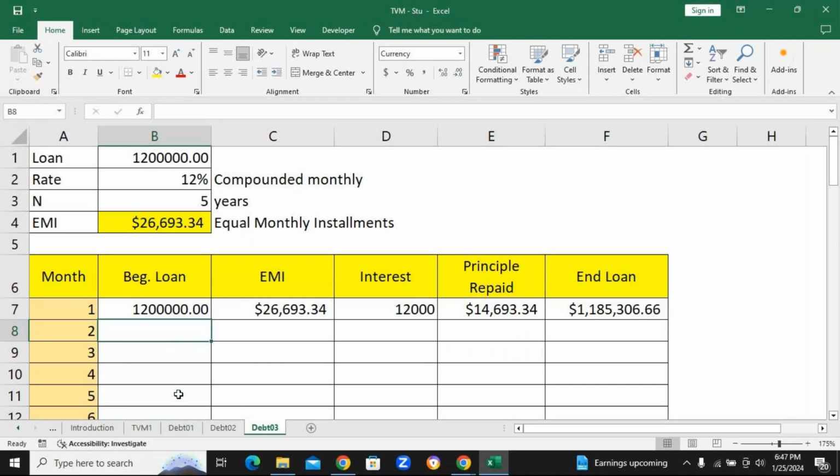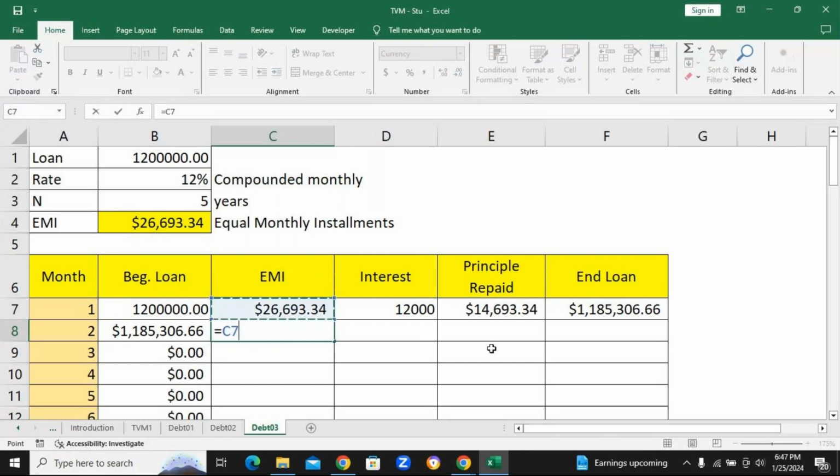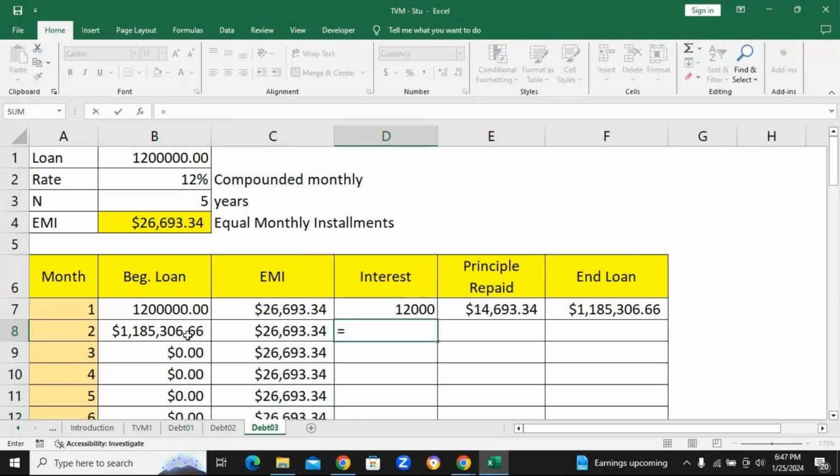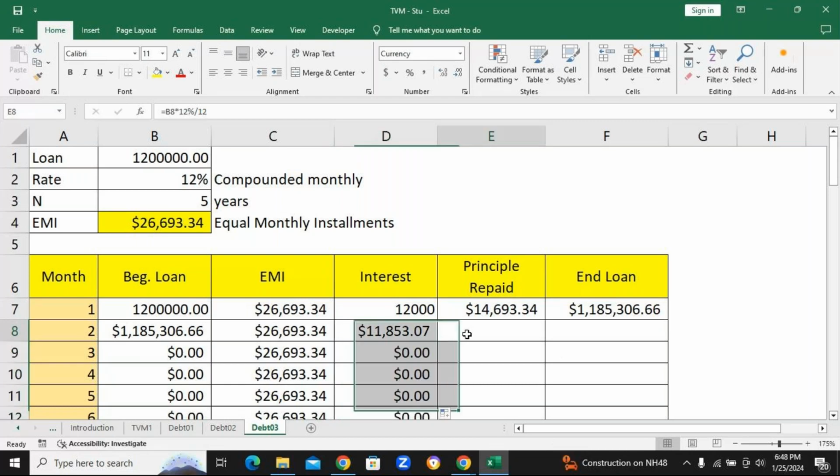I need to do the calculation for the second row as well. Then I can apply the fill handle. I'll go to the right hand side corner. You can see the black color cross. Double click on it. It is done. Now EMI is going to remain the same for every year, for all the months. I'll come here, double click, my calculation is done. Interest: take the beginning loan amount into 12% divided by 12. Come here and do the fill handle. The black color cross is called the fill handle. Double click, my calculation is done.